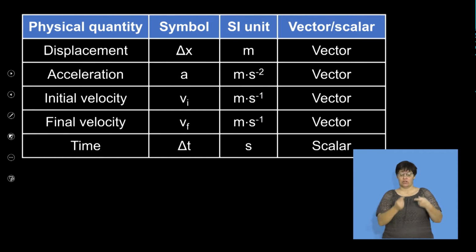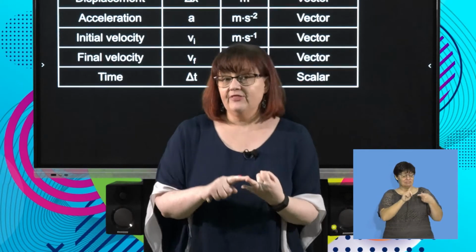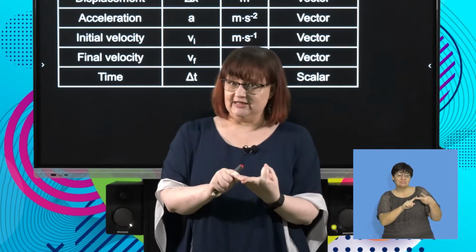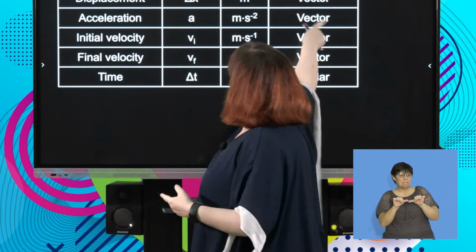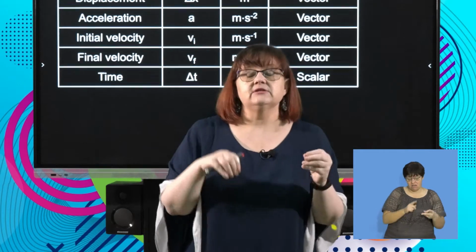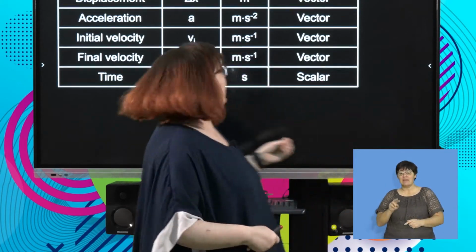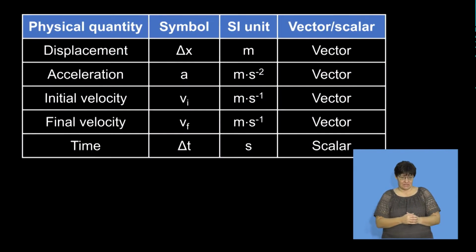First of all, let's go through some of the physical quantities we're going to deal with. You need to know their name, their symbol, what they are measured in, and then whether they're a scalar or a vector. If they're a vector, I need to give a direction to them. If they're a scalar, they don't have a direction. Okay? So the first one is displacement. We use delta x because we're only working with horizontal motion. It's a vector, have to give me direction.